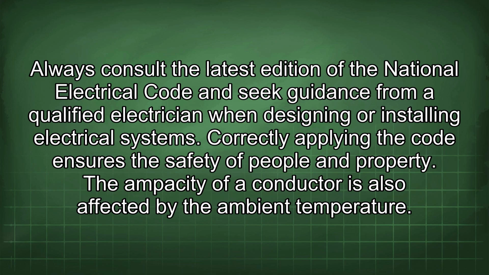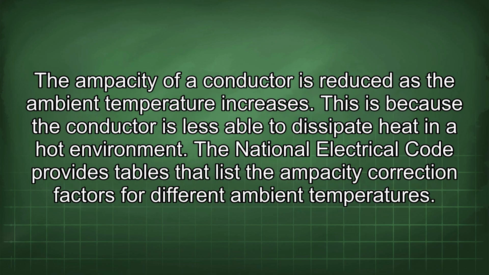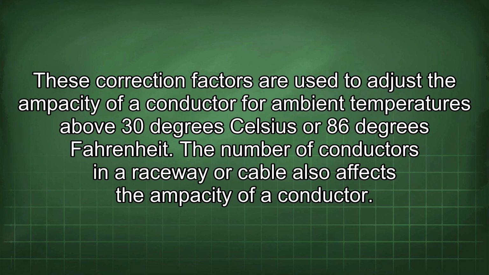The ampacity of a conductor is also affected by the ambient temperature. The ampacity of a conductor is reduced as the ambient temperature increases. This is because the conductor is less able to dissipate heat in a hot environment. The National Electrical Code provides tables that list the ampacity correction factors for different ambient temperatures. These correction factors are used to adjust the ampacity of a conductor for ambient temperatures above 30 degrees Celsius or 86 degrees Fahrenheit.